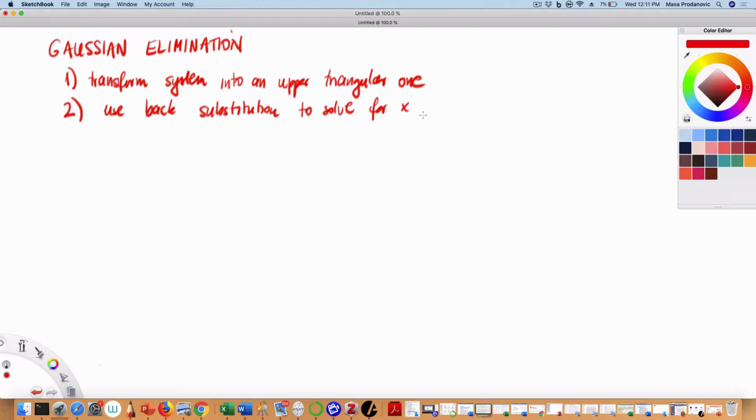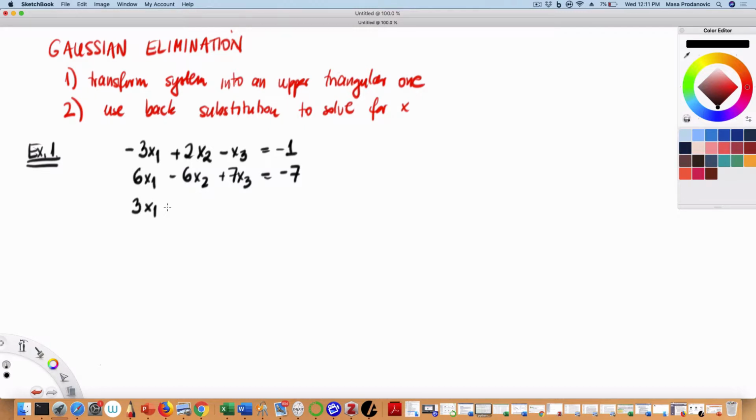So let's do an example. The best is done or understood by an example. Let's say that I have minus 3x1 plus 2x2 minus x3 is equal to minus 1. And then 6x1 minus 6x2 plus 7x3 is equal to minus 7. 3x1 minus 4x2 plus 4x3 is equal to minus 6.